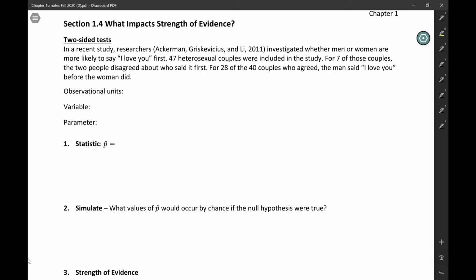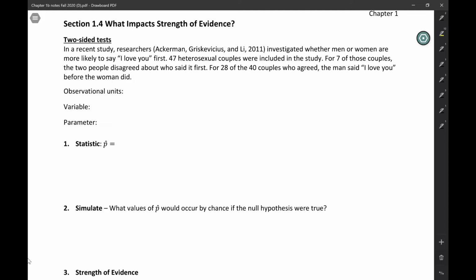In section 1.4, we're going to look at different factors that impact the strength of evidence, and one of those is whether you have a one-sided or a two-sided test. This is from a study where the researchers wondered whether men or women are more likely to say I love you first. They looked at 47 heterosexual couples.